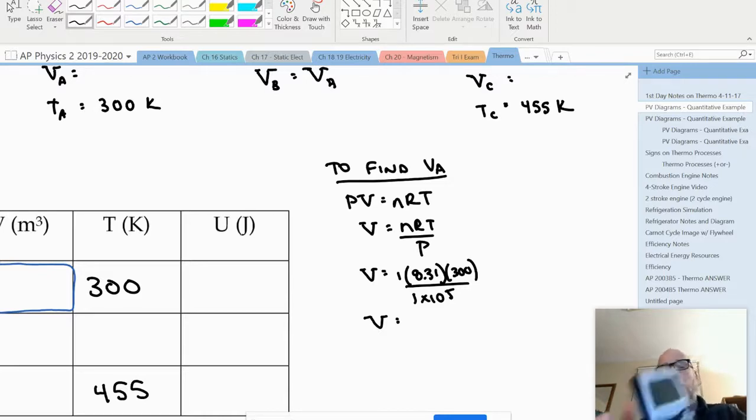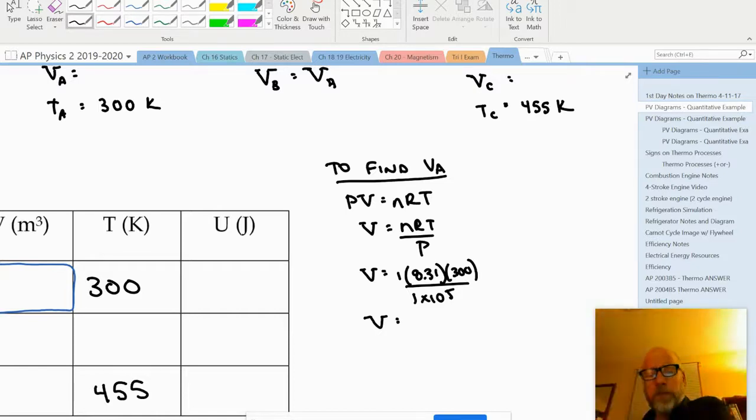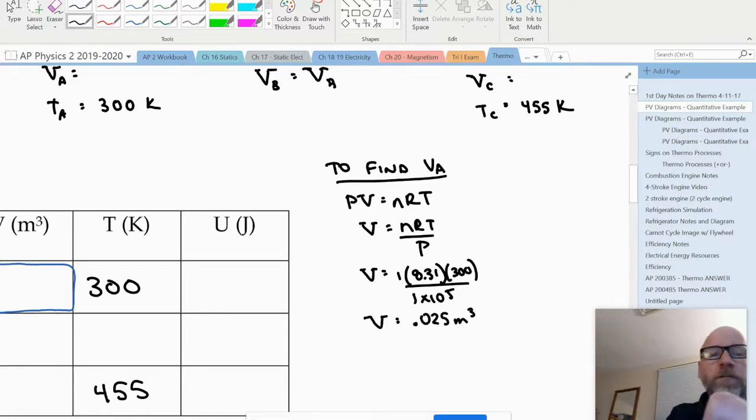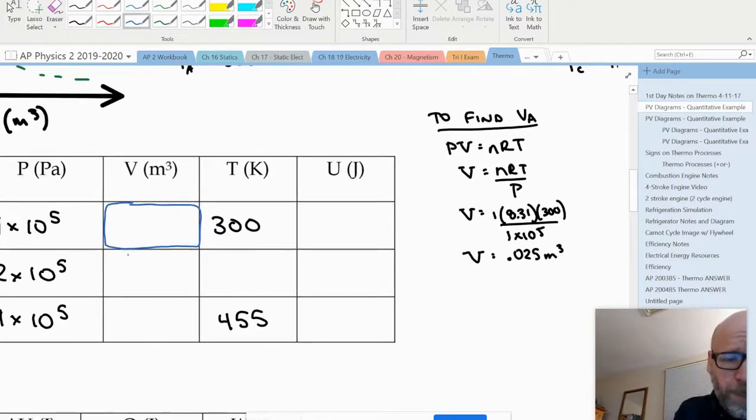And I got 0.02493. But you know what? Let's make that 0.025. We're going to round a little bit today. Let's be nice to ourselves. I believe in current language we'd say, be good to yourself. So we'll say 0.025.